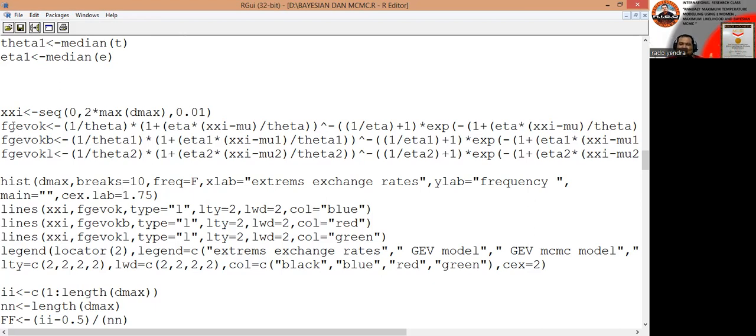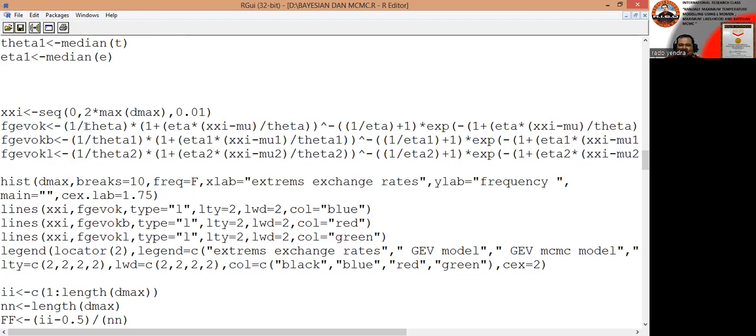After we have the XXE, we must give the density of GEV function. I give the name FGEV, which means density function by using maximum likelihood. If I say FGEV B, it means the density function using the Bayesian MCMC. And the last one, if I say FGEV OKL, it means density function for GEV Lmomen. Only this, very simple to find the difference.